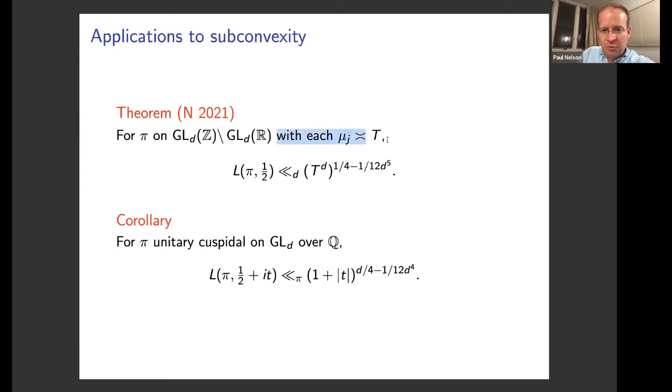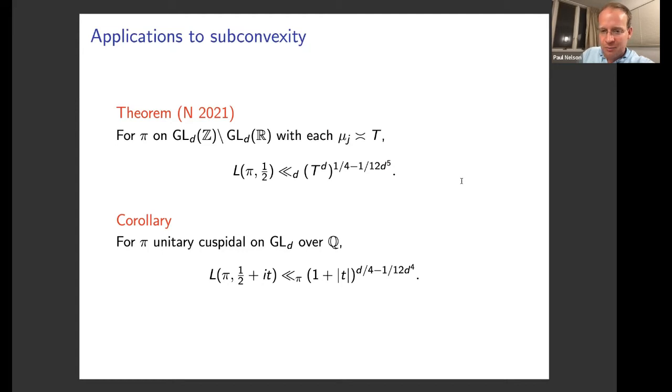To put it another way, I guess you could probably prove a theorem like this just by inspecting the proof, where you don't have the condition that each mu j is of size t, but what you get is a bound of this shape, assuming that each mu j is at most t, and with maybe a different exponent than what I've written here, this 1/12d to the fifth.